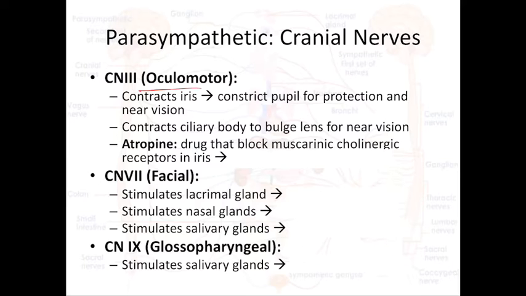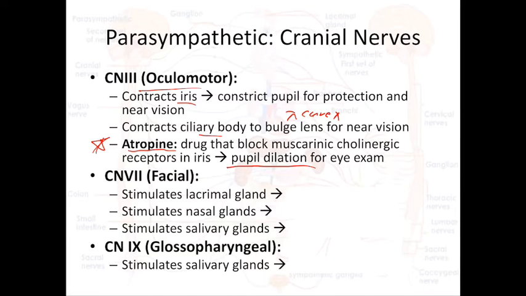Effects on the eye via the oculomotor nerve. Okay, dealing with the iris and the ciliary body, this is not just bulging, but making the lens more convex. One key clinical application here is a drug called atropine, which the optometrist puts in your eye when they want your eye to dilate. This causes pupil dilation.